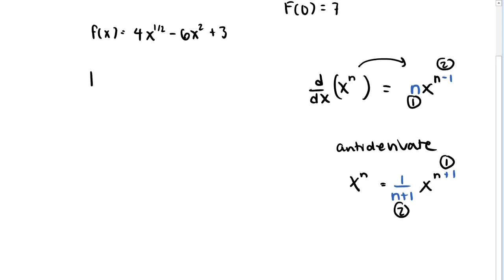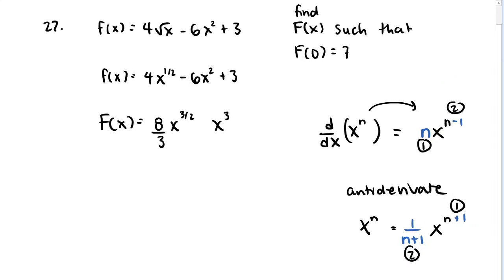So here, for the antiderivative, I'm going to add 1 to our exponent. So adding 1 to 1/2 gives us 3/2, and then I'm going to divide by that exponent. So dividing by 3/2 is the same as multiplying by 2/3. So 4 times 2/3, that's 8/3. Next we have x squared, which we're going to raise the exponent by 1, divide by that exponent, so 6 divided by 3, that's minus 2.